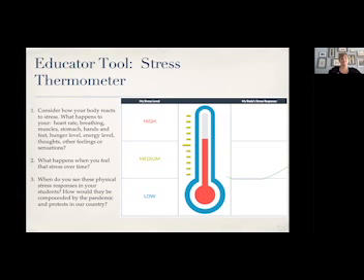So now think about, when do you see these physical stress responses in your students? How would their responses be compounded by the pandemic and the protests in our country? So please put your thoughts in the chat box. When do you see these physical manifestations of stress in your students? And how do you think they'd be compounded by the pandemic and protests in our country?